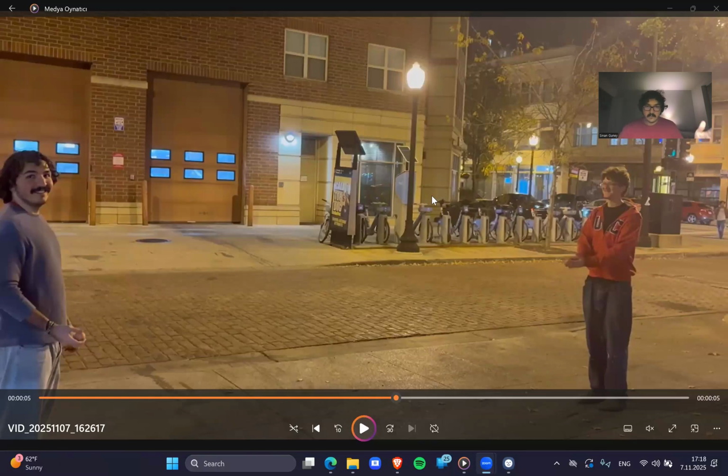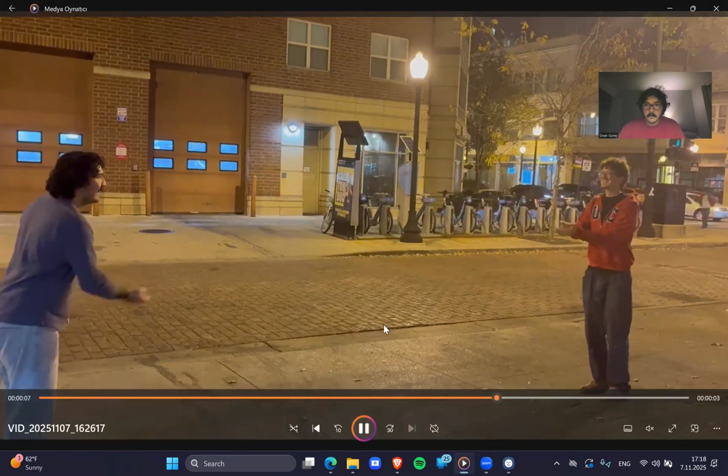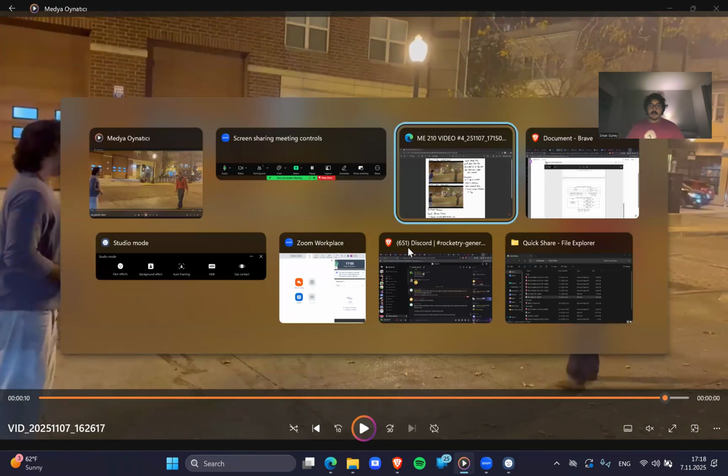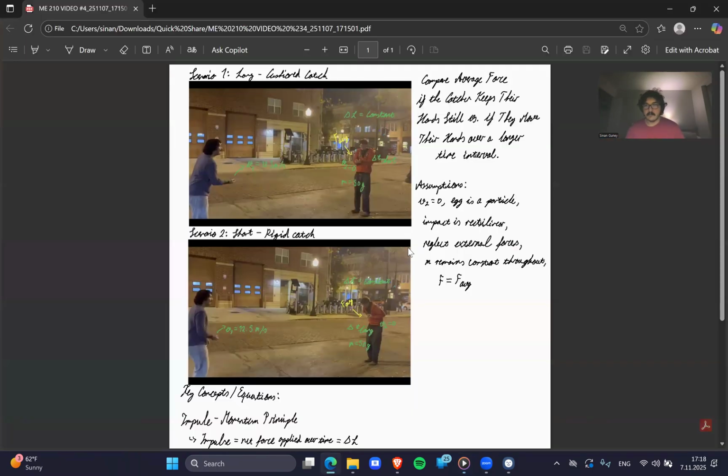Now, for my problem, I have two scenarios, and in this problem, I'm catching an egg, or my roommate's catching an egg. What I wanted to do was investigate how moving one's hands backwards reduces the average force on the egg. This can be explained by the principle of linear impulse and momentum. The goal is to change the object's momentum from its initial value to zero, and the change in the momentum is equal to the applied impulse.